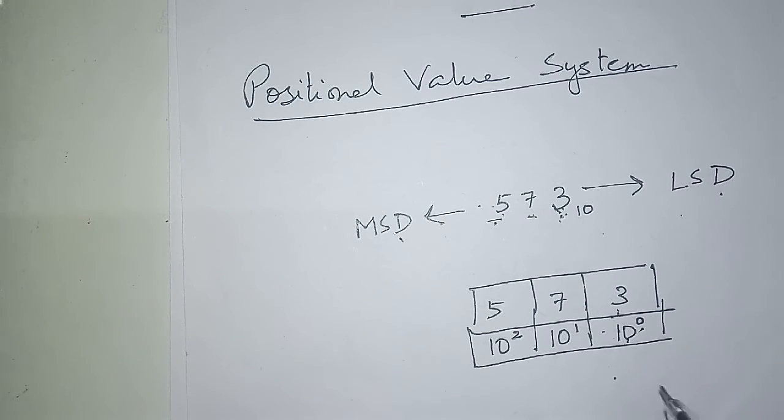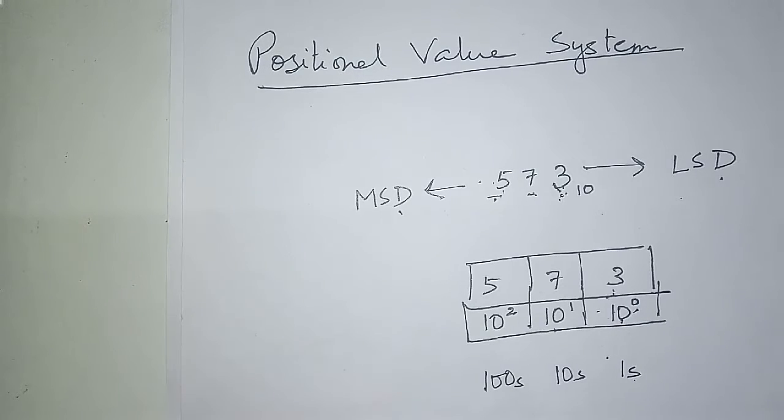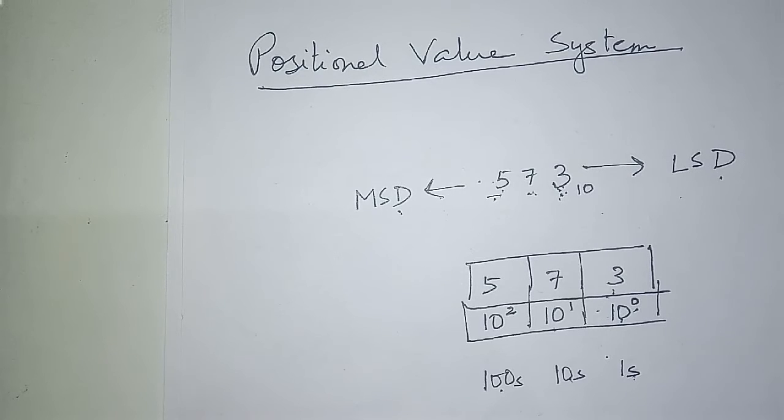So we say that 3 is at the 1's position, the 7 is at the 10's position and 5 is at the 100th position. So we all can see that the positional value of each digit keeps on increasing. The least significant digit has the 1's positional value, the second digit has the 10th positional value and the third one has the 100th positional value. The things would have been clear to you.